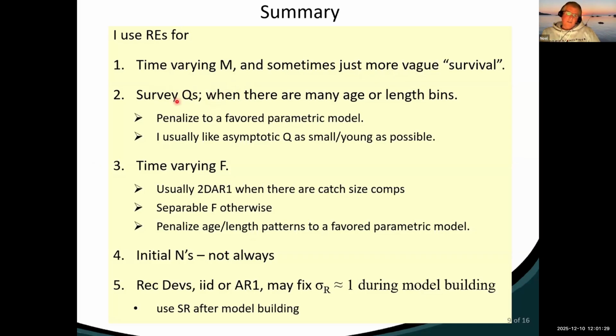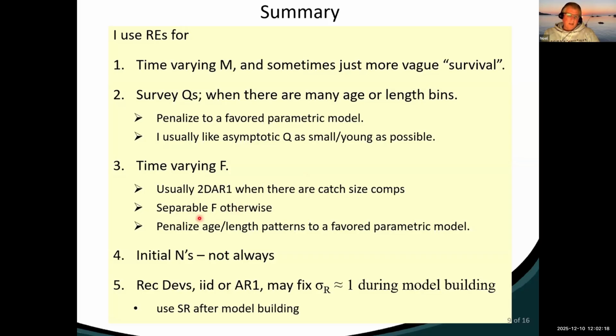But when I have length or age-based processes that I'm modeling using random effects, I tend to want to penalize them towards what I call a favored parametric model. So, for example, I usually like Qs to be asymptotic or fairly flat for as small sizes or young ages as possible. So time varying F usually to be AR1 if I have catch size comps or age comps, but for this thorny skate one, I had no sampling of the catch for size or ages, so that's part of the reason why I used a separable F.